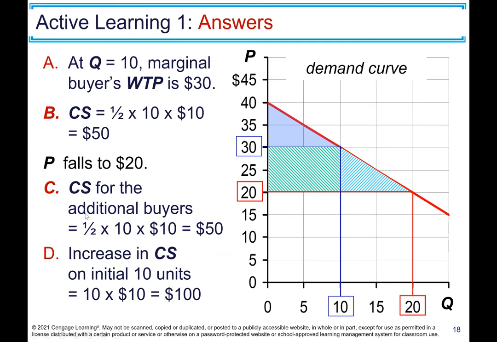Then there is an increase in consumer surplus for initial people who are now paying a lower price, and they're going to benefit by the area of this rectangle, which is 10 times 10. This distance is 10 and this distance is 10. The area of the rectangle is 100.